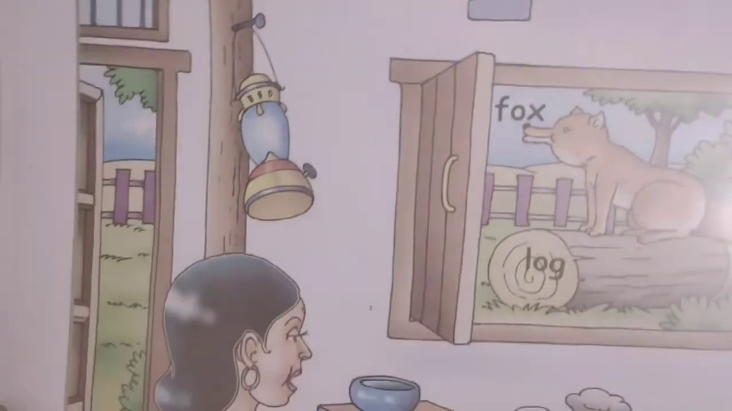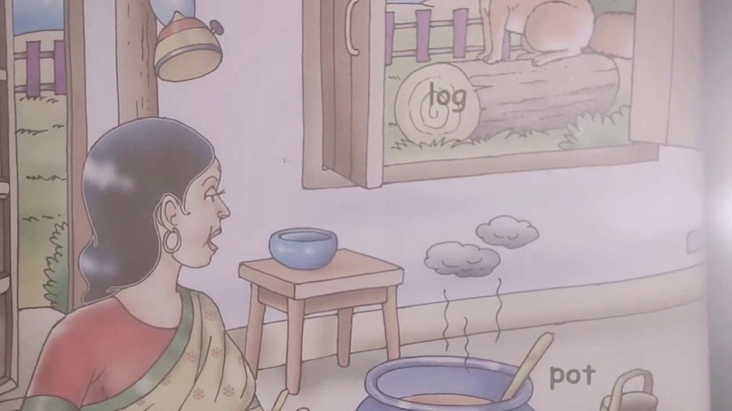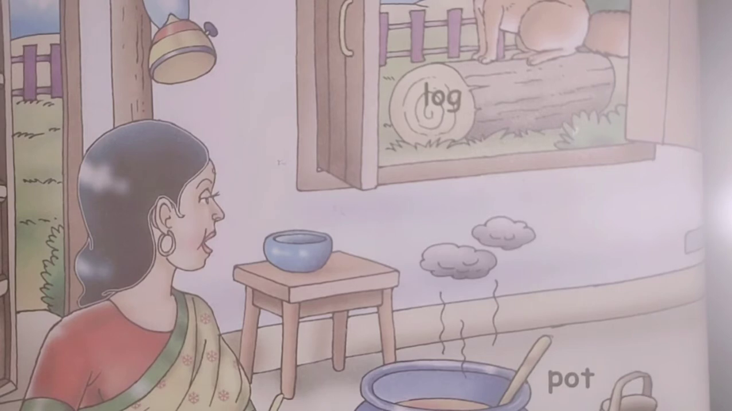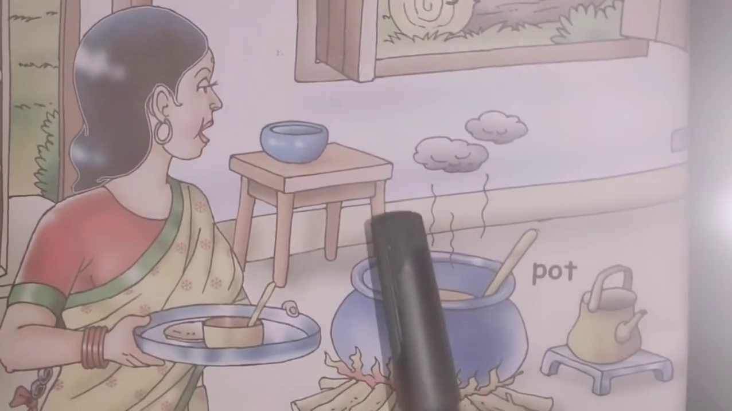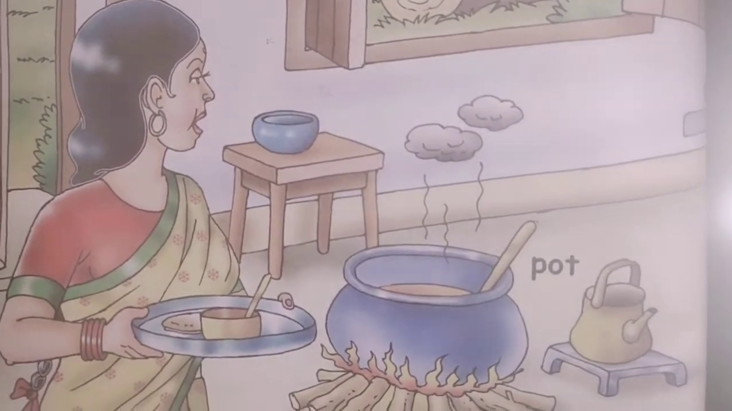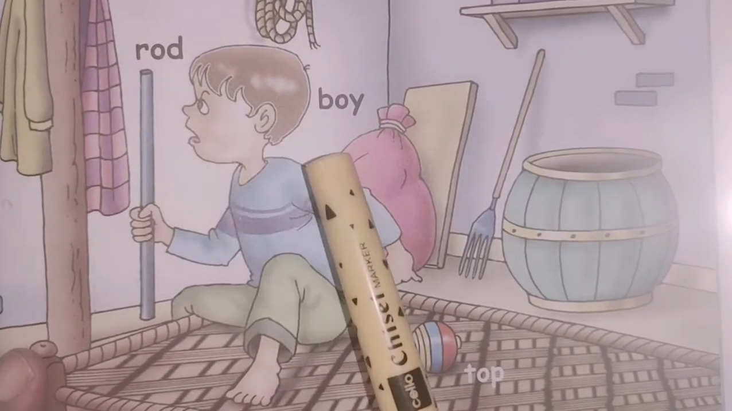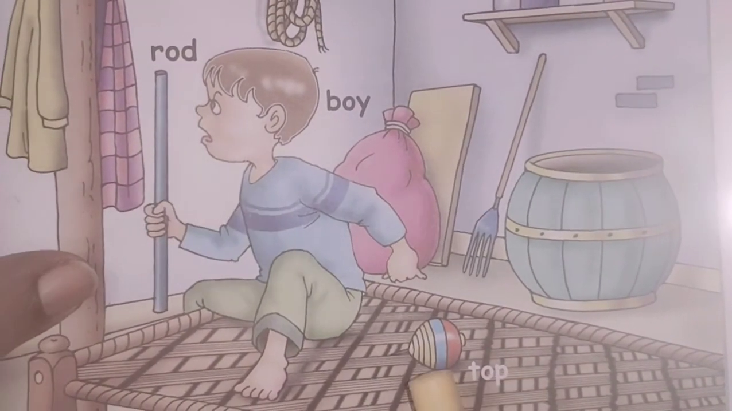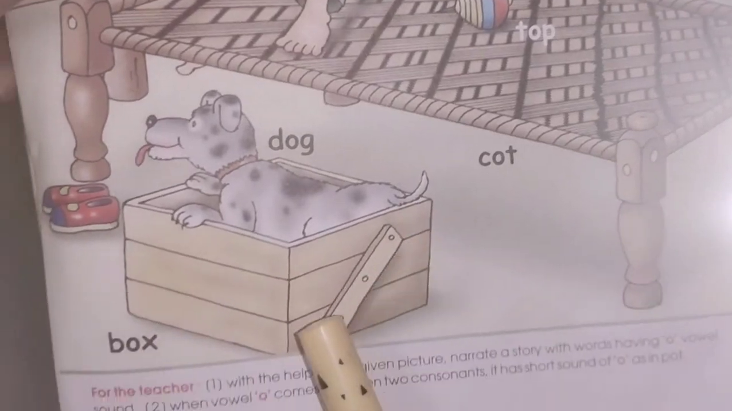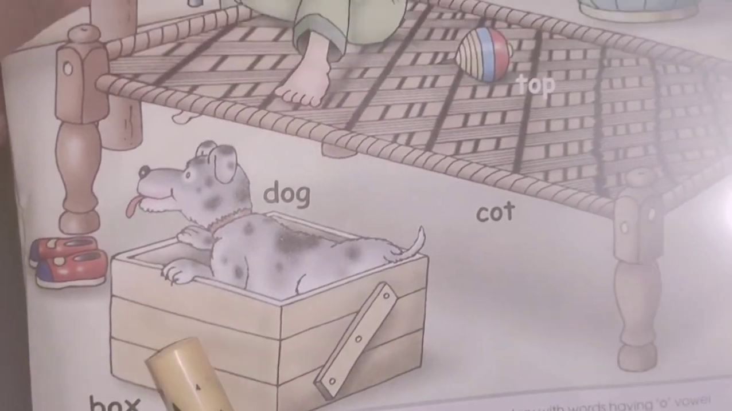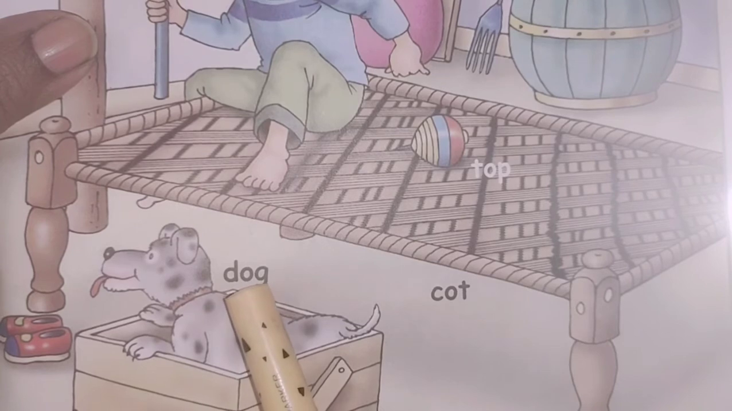Children, I hope you understand the O story. What is in this story? In this story, some words are here with O. Fox, log, pot, hot, rod, boy, top. Do you like to play with this top? Yes. Dog and cot. See, one more word is here. Box. See, children, in all these words, we can see O.